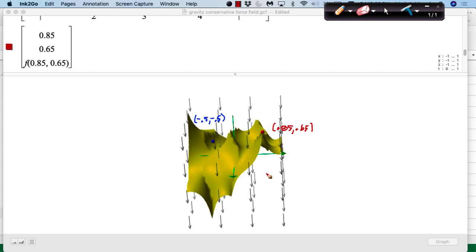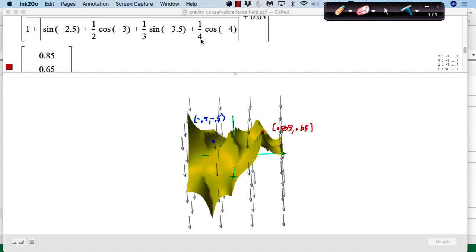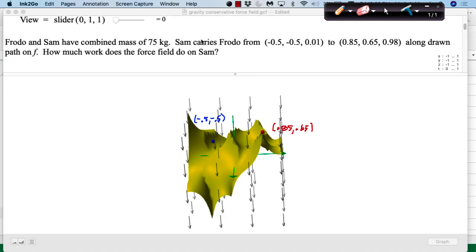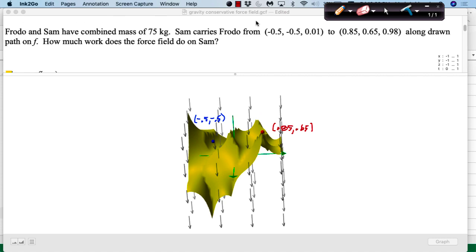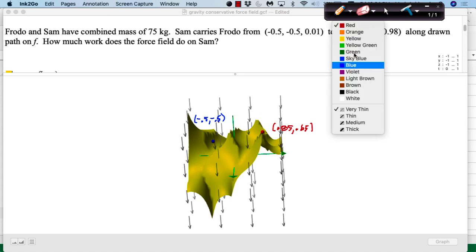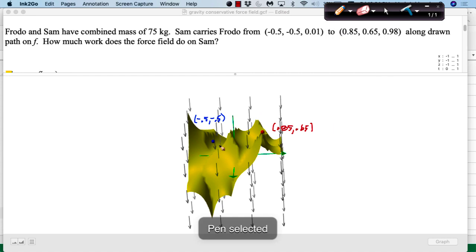Okay, so Frodo and Sam have a combined mass of 75 kilograms. So they're starting here, and they're going to make their journey to take the ring from there to the fires of Mordor.